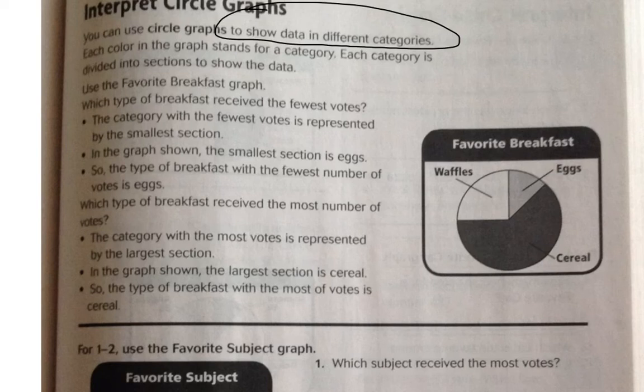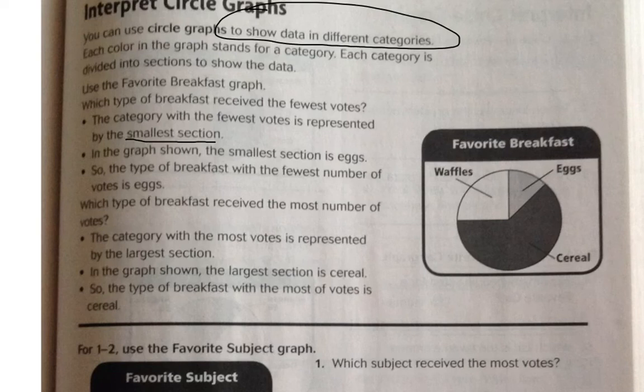Using the breakfast graph, which type of breakfast received the fewest votes? So the category with the fewest votes is represented by the smallest section. Okay, smallest number, smallest section. In the graph shown, the smallest section is eggs. So the type of breakfast with the fewest number of votes is eggs.